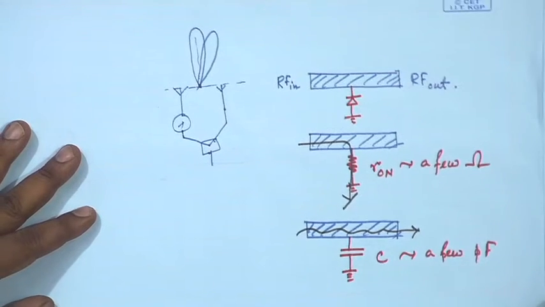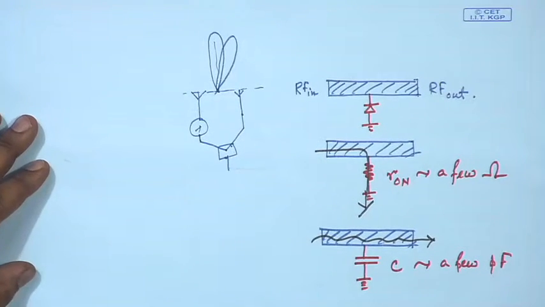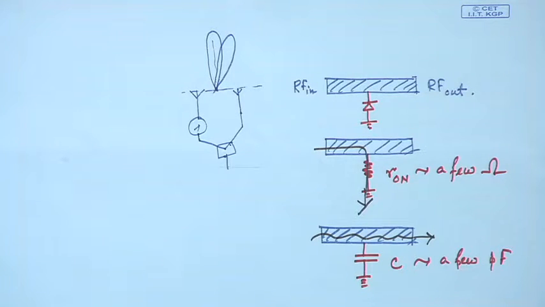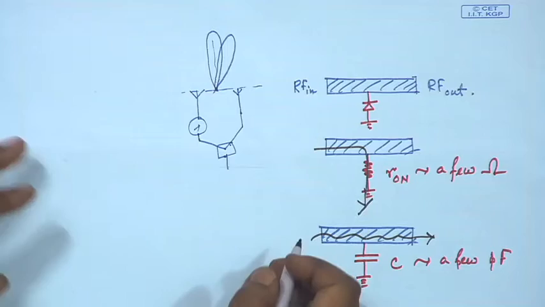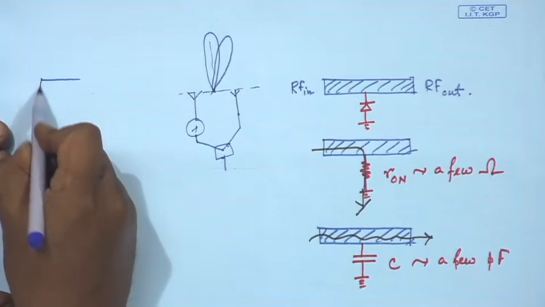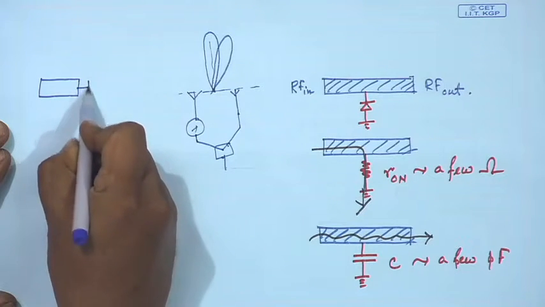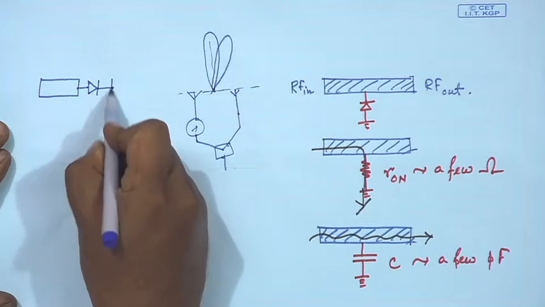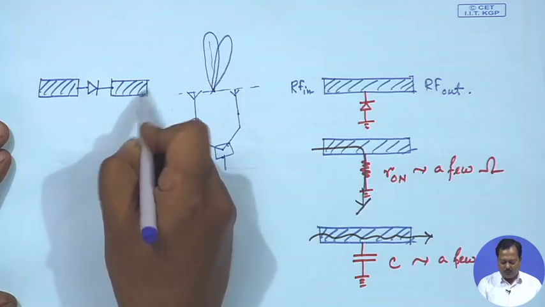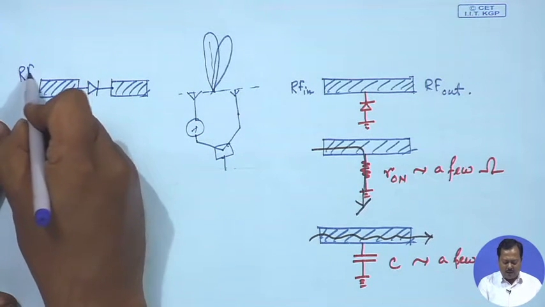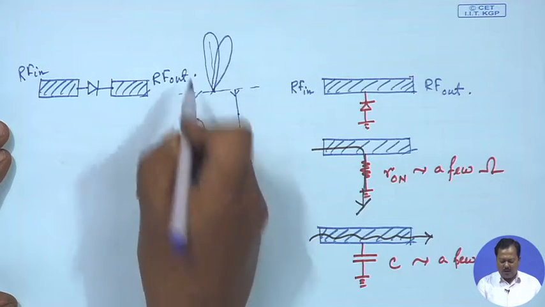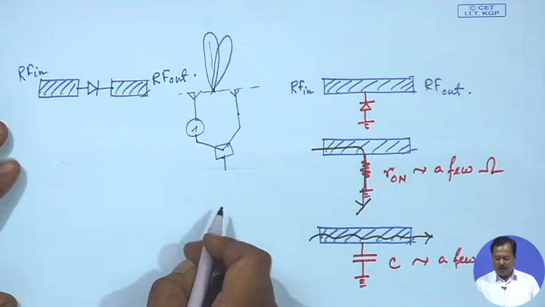We can use the same diode in series combination as well. So, in that case the switching condition will simply change. So, how to connect in that case? We have the same microstrip line, but now we are using the diode in series combination. So, we have RF in left side, a load maybe, RF out right hand side.